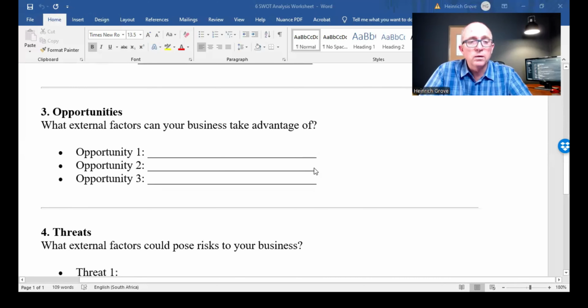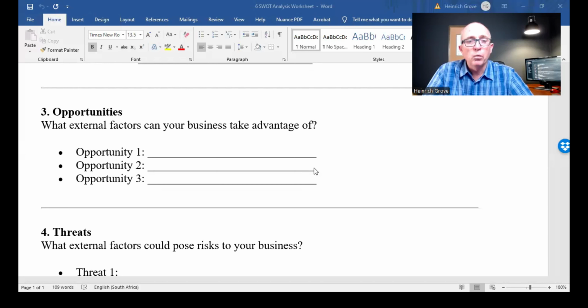The third thing, the O. Remember each one of those letters: S stands for strengths, W for weaknesses, O stands for opportunities, T stands for threats. Opportunities: what external factors can your business take advantage of?